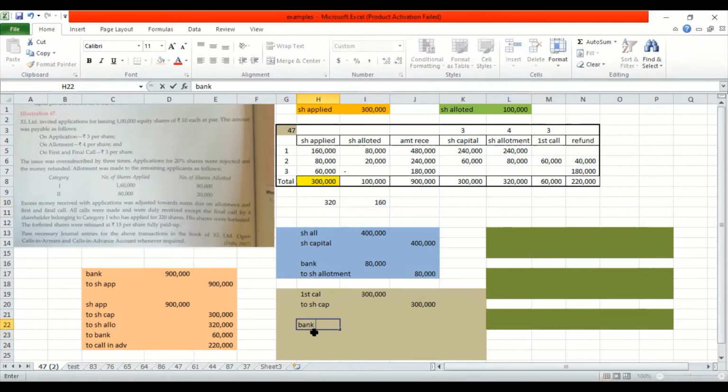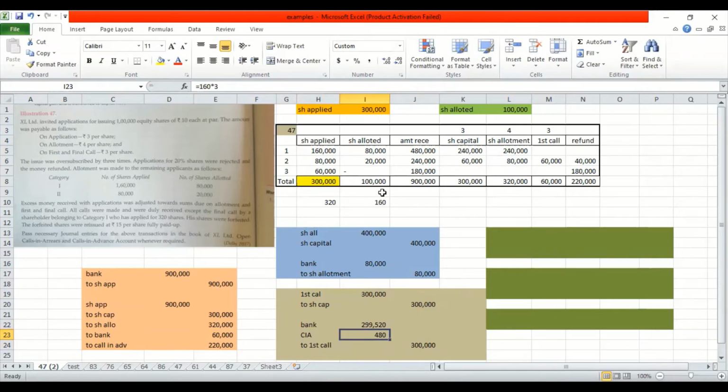I'll write here bank account debit, call in arrears debit to first call. So that is 3 lakh. And this would be, as we understood, 160 into 3. Don't make the mistake of writing 320 into 3. 320 is the shares applied. Okay, we are only concerned with the shares we gave to him. So this is how it looks. I hope this part is clear.